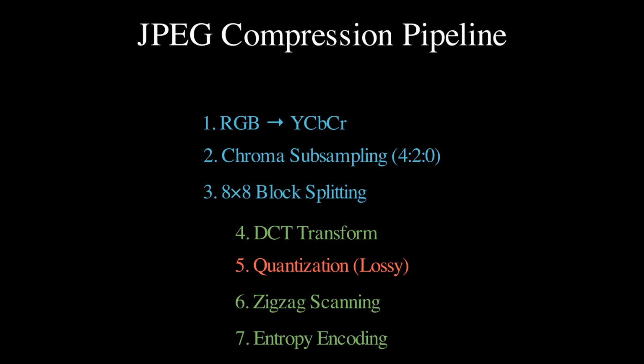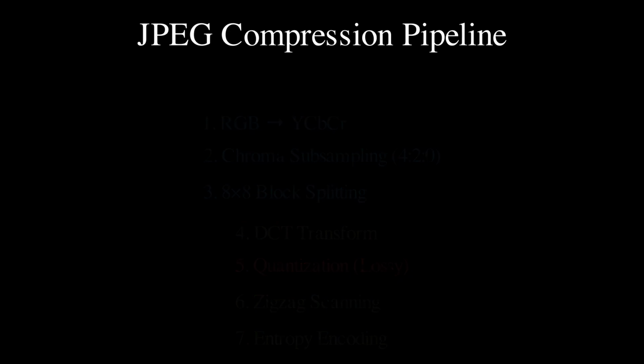Each stage cleverly exploits properties of images and human perception to achieve compression ratios of 10:1 or even higher, while maintaining good visual quality. JPEG has been the gold standard for photo compression for over 30 years. And now you understand why. It's a beautiful blend of mathematics, psychology, and engineering.